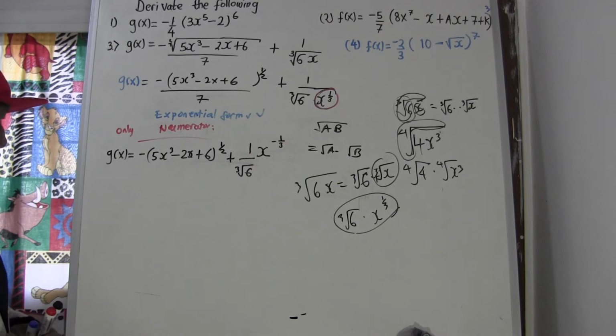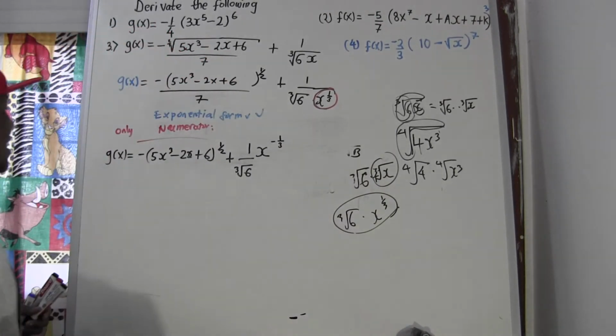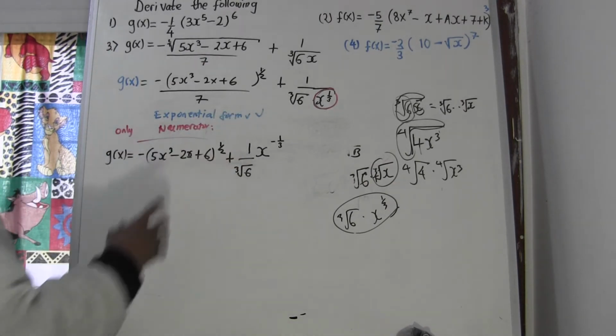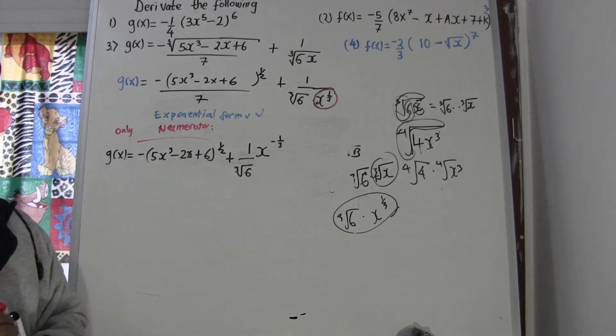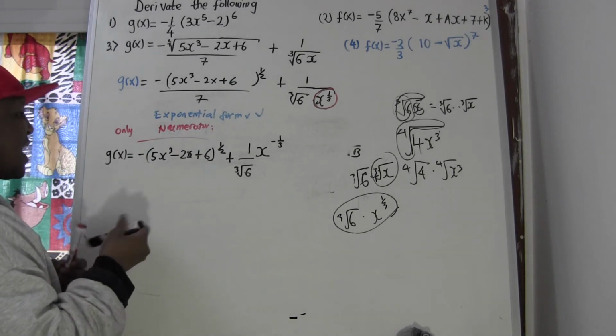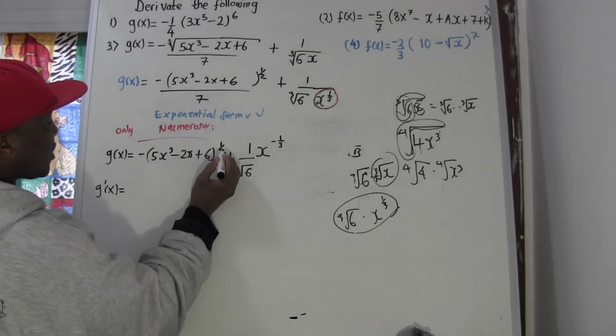So what is next? The next thing here, can you differentiate now? Yes. So these are numerator. Everything must be exponential, and it has to be only in the numerator. So now, yes, we can differentiate. Let's differentiate, only when it's in that condition. So we're going to say g prime equal to, you see this one half is going to come back.